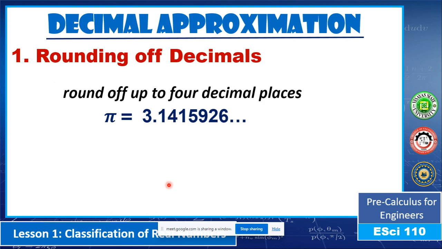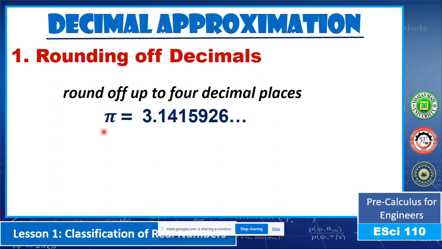So we only have 2. I think this is just a review from your elementary days. We are going to round off decimals or we are going to truncate them. Truncating is like cutting, hanggang dyan lang, and the rest is not included. So for a review of your elementary, let's say we have this pi.